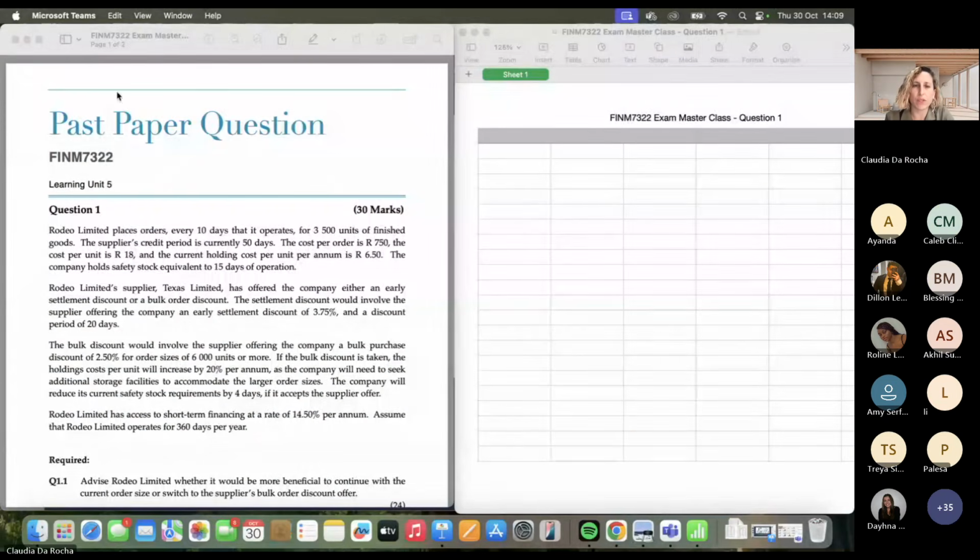Okay, so I'm going to share my screen now, and we can go through this question that's been prepared. All right, so please just confirm that you can see my screen. You should see the past paper question for Learning Unit 5, and you should see the number sheet to note it down. Please include your thumbs up.